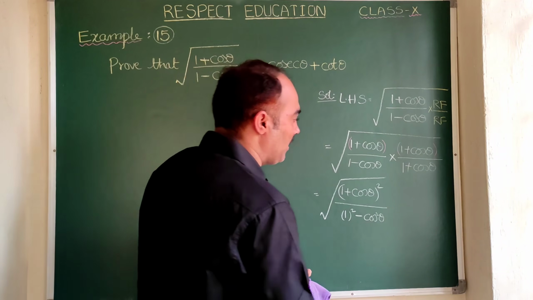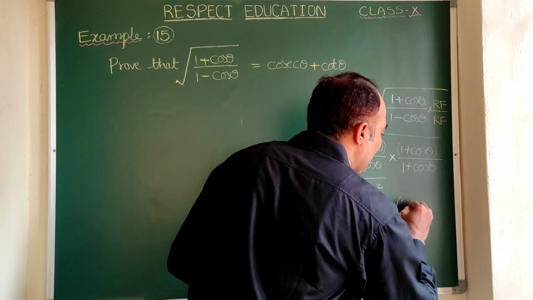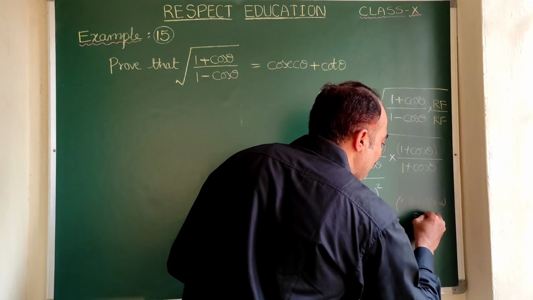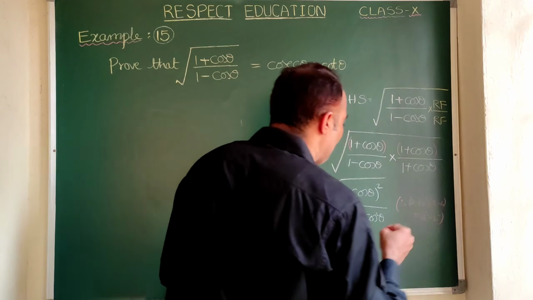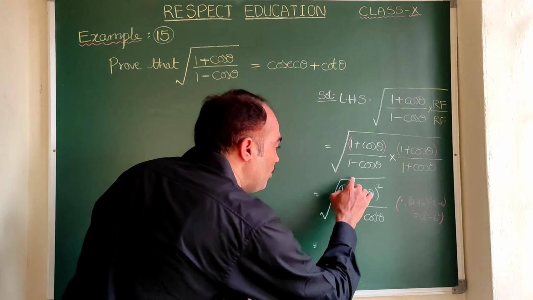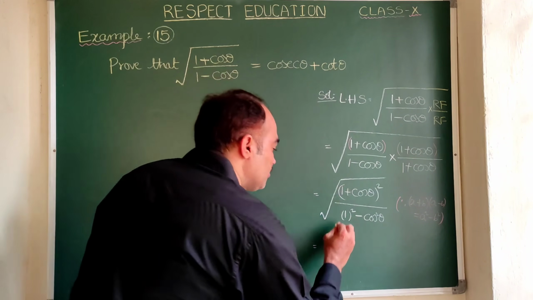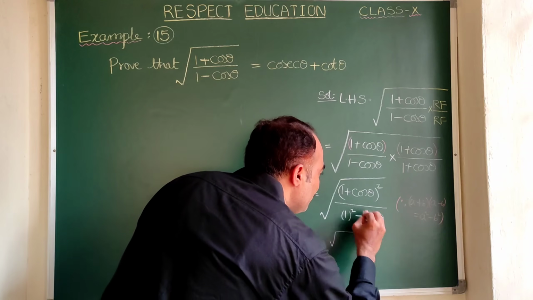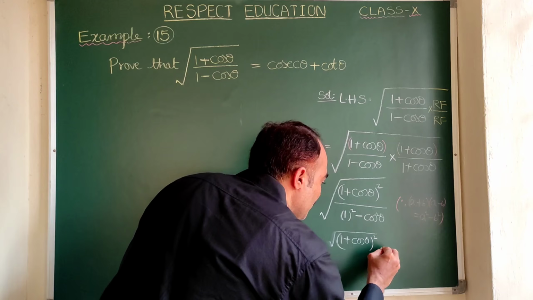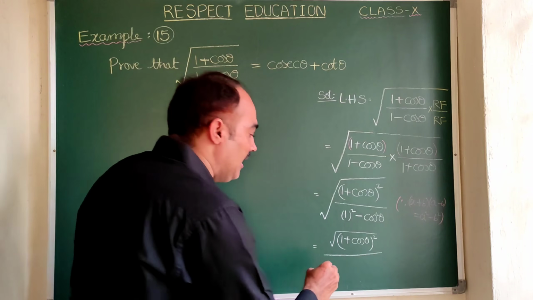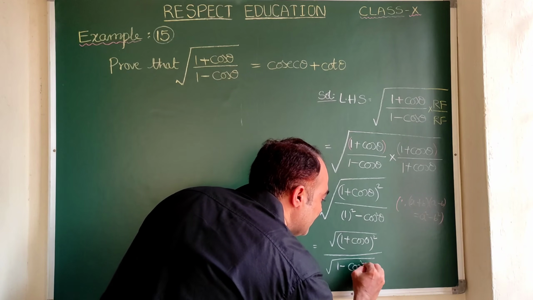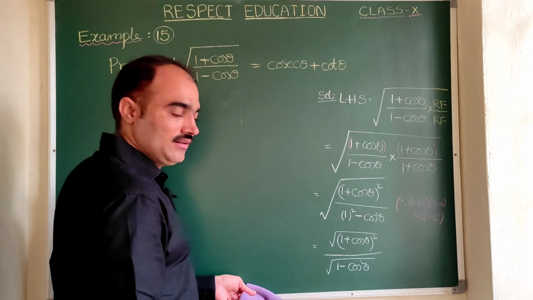Here the formula we have applied is a plus b into a minus b is equal to a square minus b square. That formula is applied here. Now let us split the square root for both numerator and denominator. So here I am writing under root 1 plus cos theta whole square by, clear, again under root 1 minus cos square theta, because 1 square is 1, right?